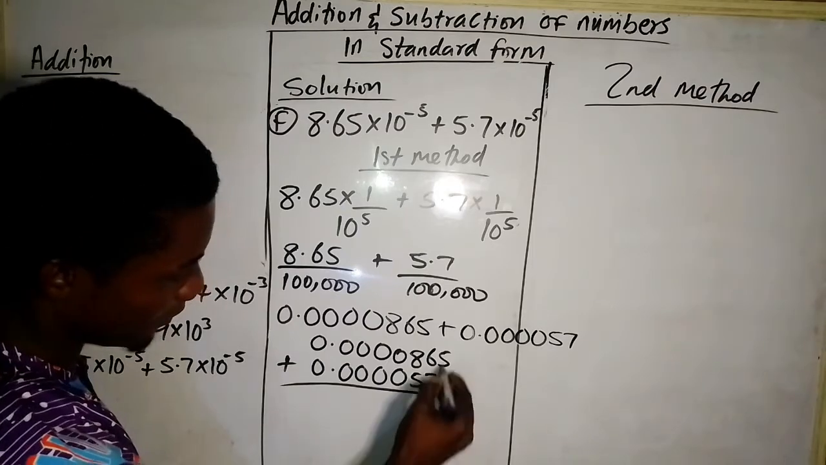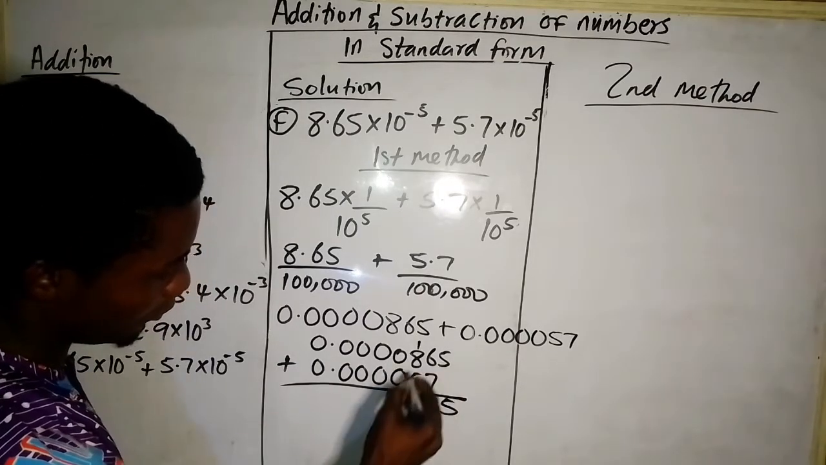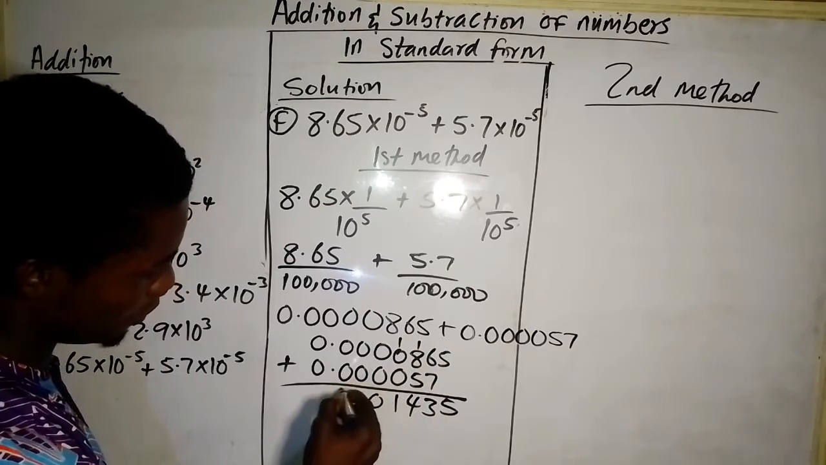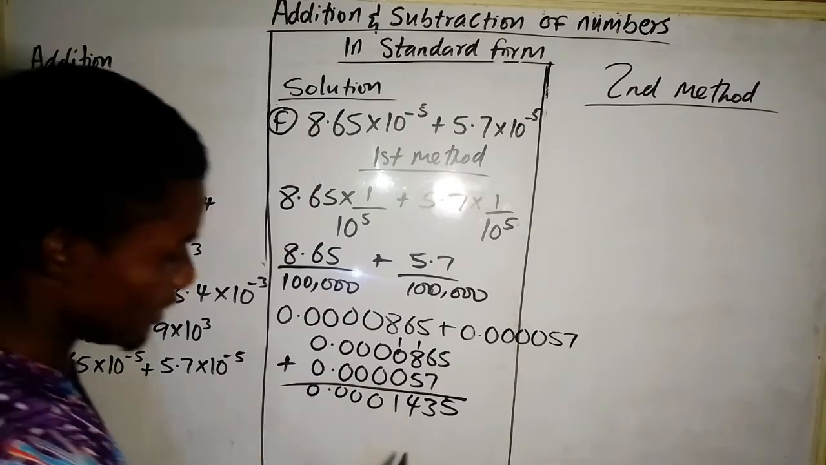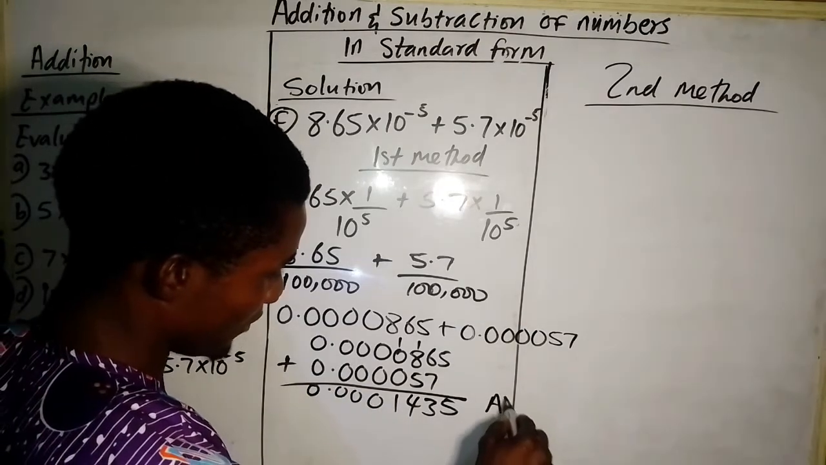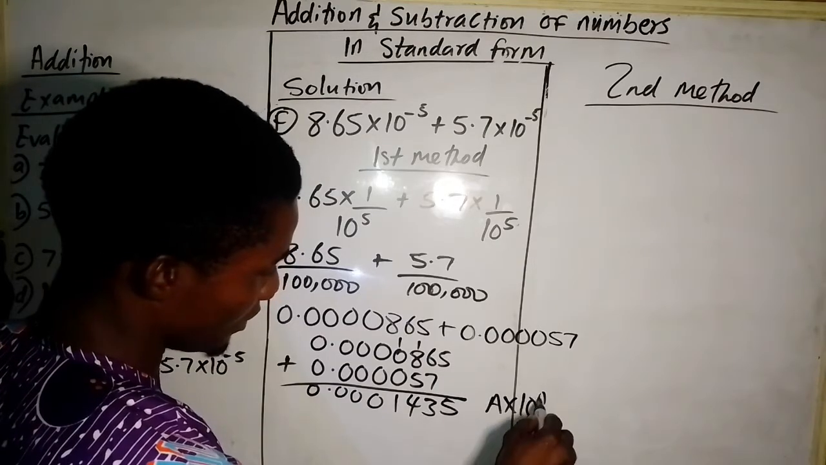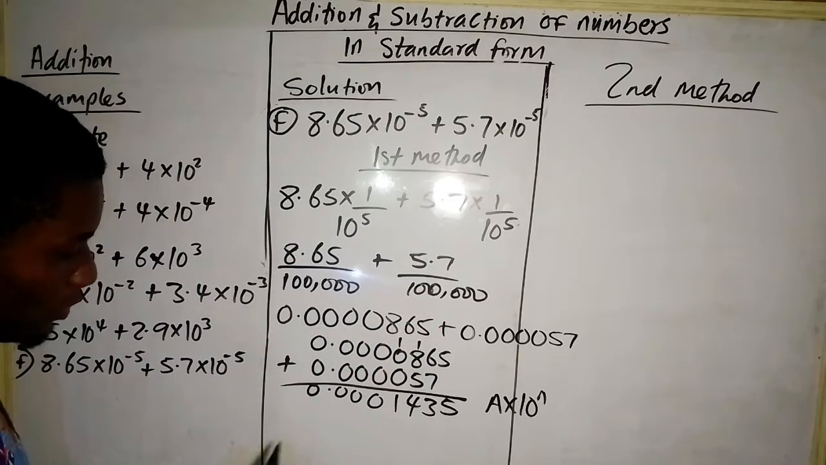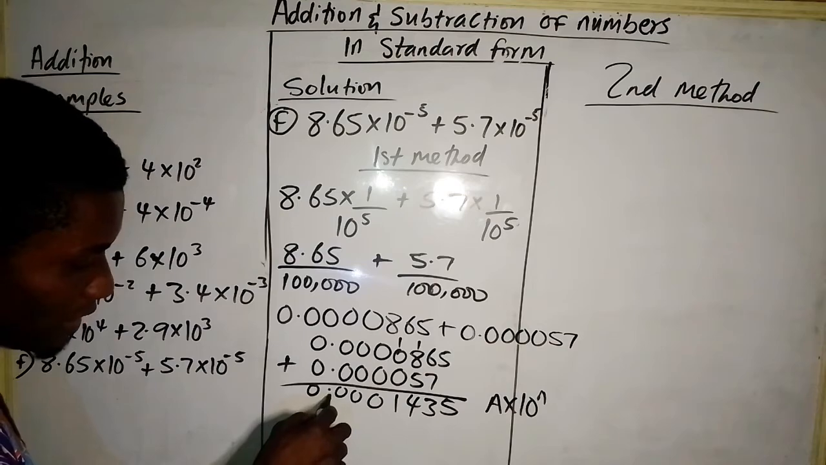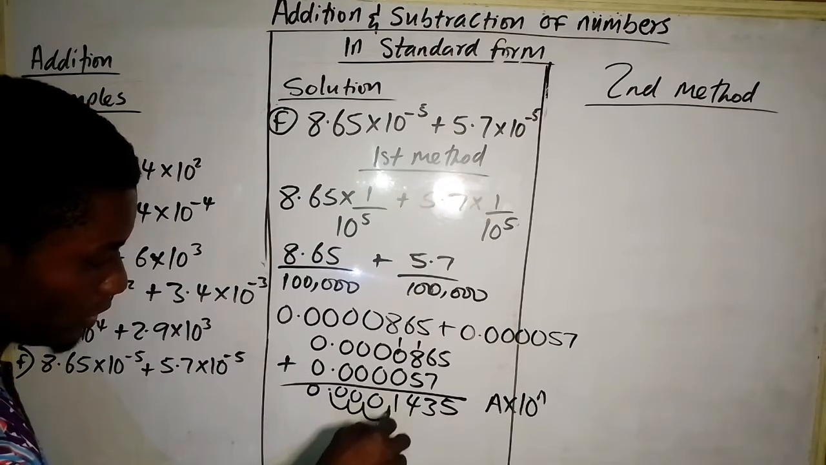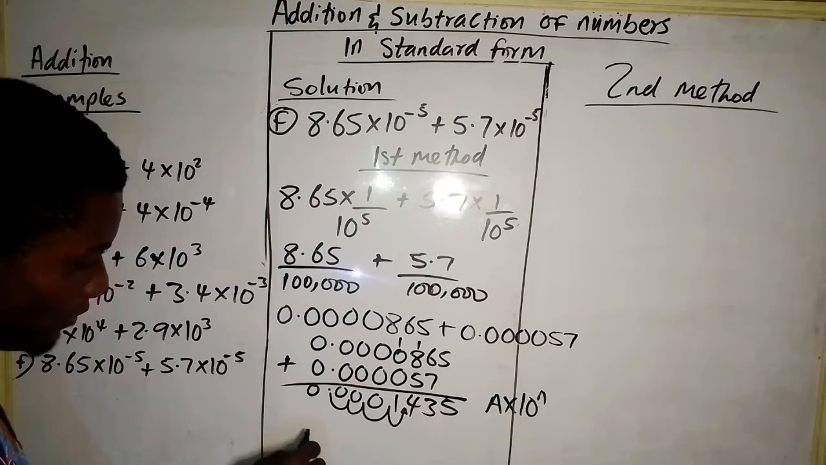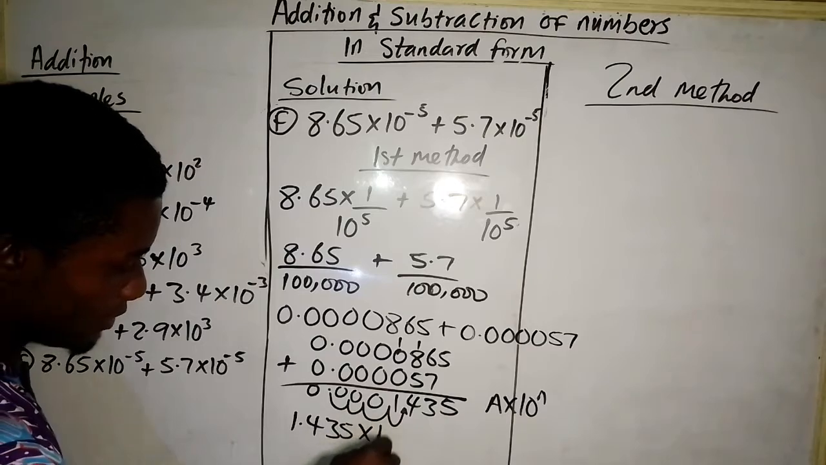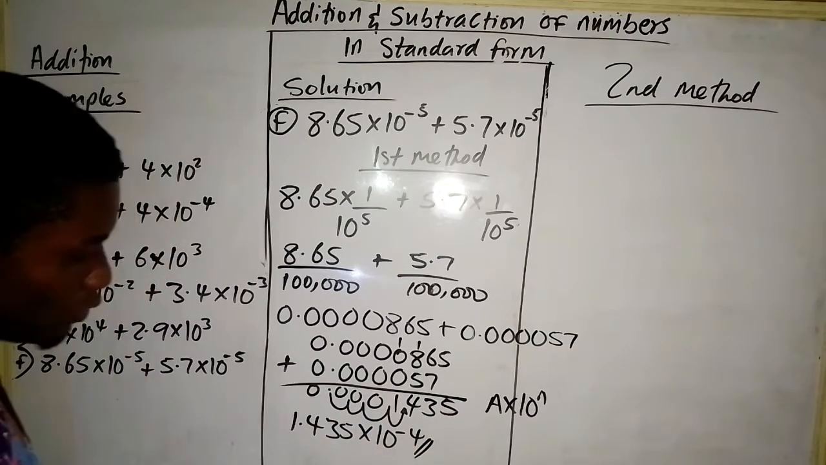So we have 5. This is 13. Move your 1, 9. Going to be having 14. Move your 1, 1. 0, 0, 0.2. Now to express this in standard form, don't forget our standard form: A times 10 raised to the power n. So coefficient times 10 raised to the power exponent n. So to express this in standard form, let's move our decimal point 1, 2, 3, 4. So we are having 1.435 times 10 raised to the power minus 4. That's going to be our final answer.